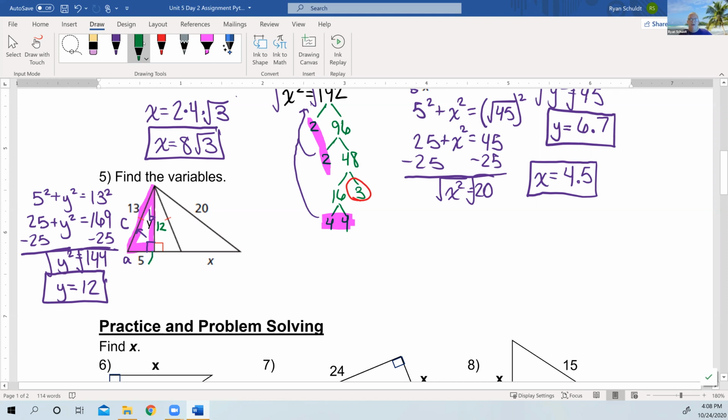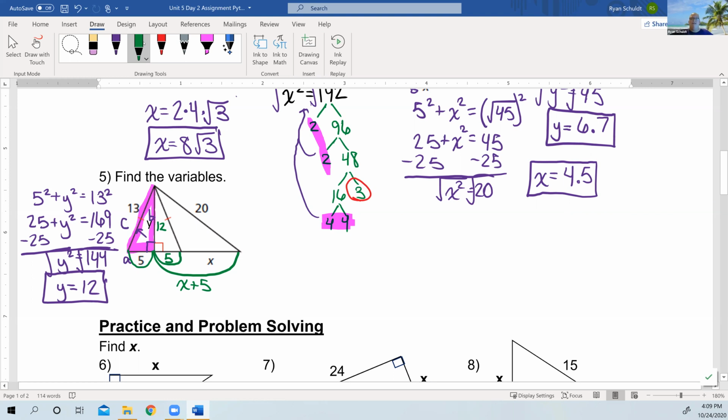Now, from here to here is 5. And they tell me that these triangles are congruent. These two right here are congruent. So that means that this one is also 5. But what's this whole thing equal to? X plus 5. I don't know x. That's what I have to find is x.